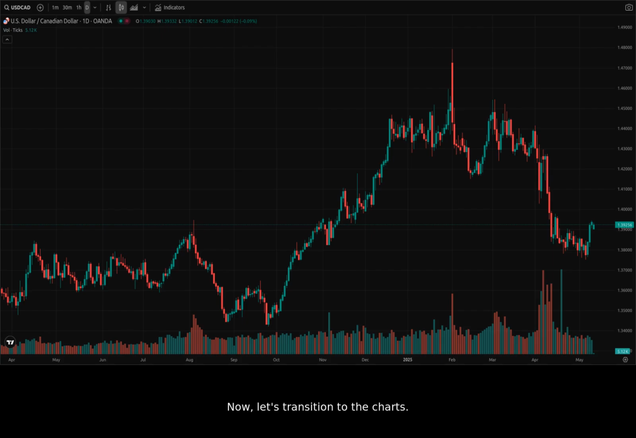Now, let's transition to the charts. Here's the daily chart for USDCAD. We can see a lot of volatility. Let's narrow in on a particular range to get a better picture.